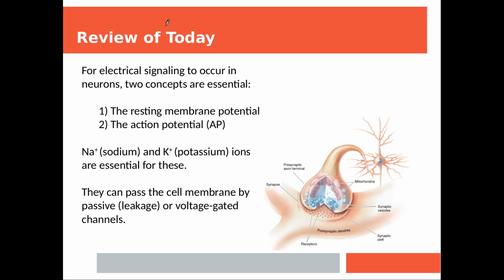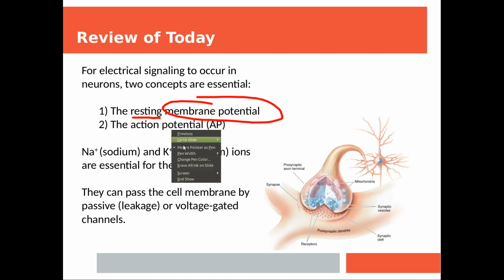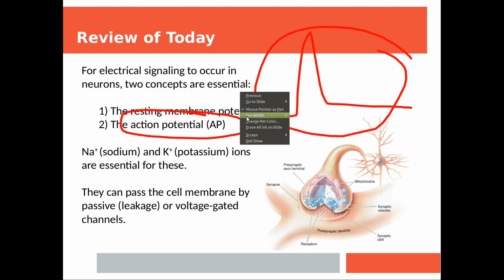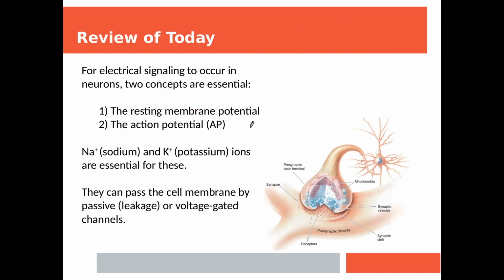Okay, so that is all for today. I'm going to review really quickly. First, for electrical signaling to happen in the cells, you need to have 2 concepts. The resting membrane potential, so you need to know what a membrane potential is. And then you also need to know what the action potential is, which is the spike when cells are activated over a certain threshold.